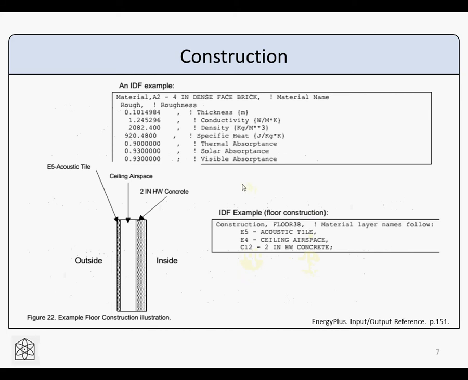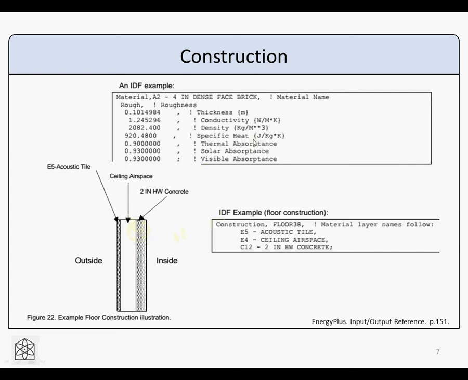As I had mentioned, constructions are composed of layers of materials. In this case, each of these materials is a layer. This is an acoustic ceiling tile, then we have some airspace, and then we have some concrete. So this might be a floor construction for a wall. I'm sorry, it's vertical, it should be horizontal. But this is in the reference if you're interested in seeing how EnergyPlus actually handles that.